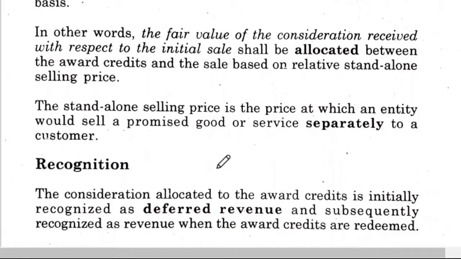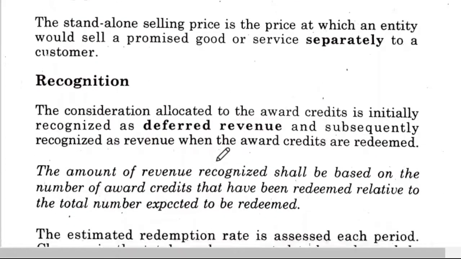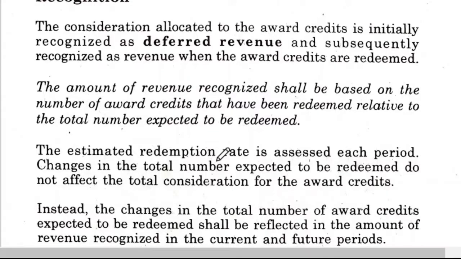So in other words, the fair value of the consideration received with respect to the initial sale shall be allocated between the award credits and the sale based on relative standalone selling price. So kinahanglan nga bahinon nimo ang imuhang selling price between the value of the points and also the value of the sales. The standalone selling price is a price at which an entity would sell a promised good or service separately to a customer. So how do we recognize the award credits?